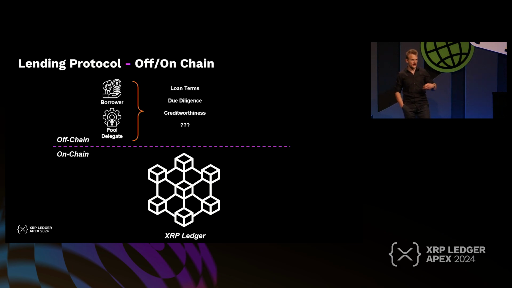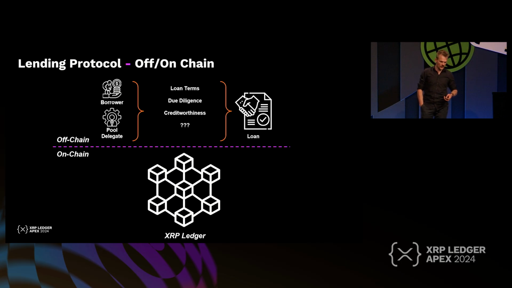However, with the loan terms agreed, they are captured in an on-chain object called a loan. But this does not capture the legal agreement. This simply captures things such as the interest rate, the payment period, the late fees, and other necessary information to compute the loan.